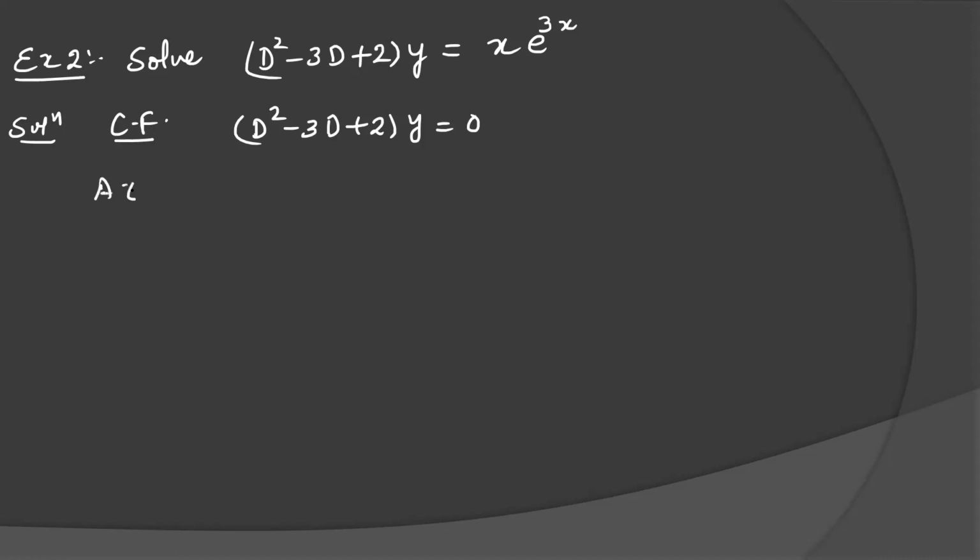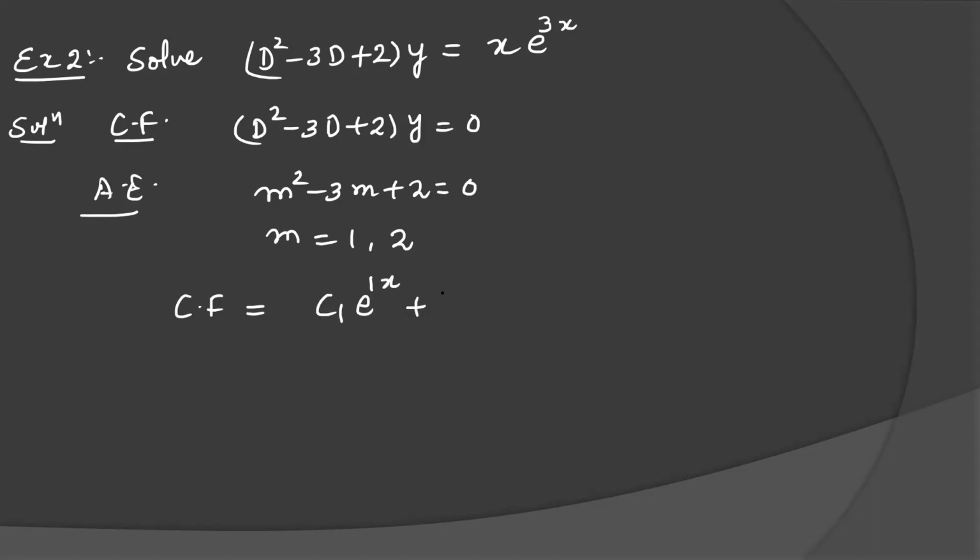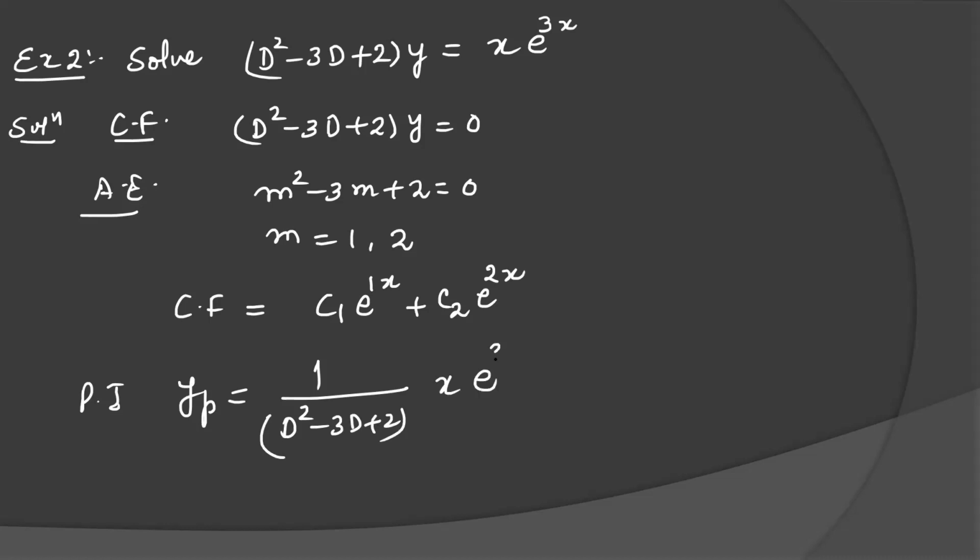Then our auxiliary equation is m square minus 3m plus 2 equal to 0. So m equal to 1, 2. So the roots are real and distinct. CF will be c1 e to the power 1x plus c2 e to the power 2x. For particular integral yp, this is equal to 1 over D square minus 3D plus 2 of x into e to the power 3x. We will apply the result.